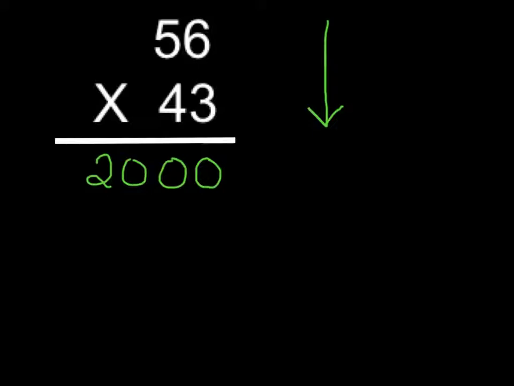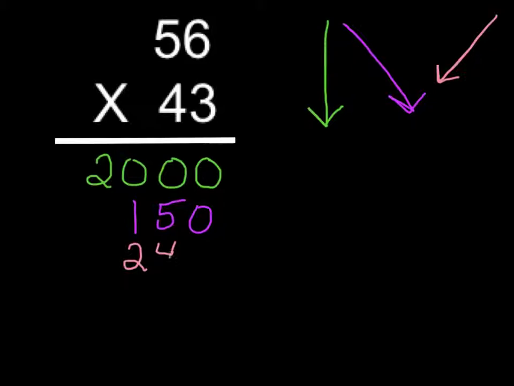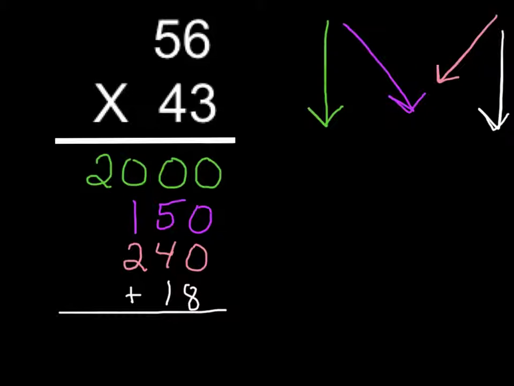The next step will be to multiply 50 times 3, giving us 150. The third step would be to multiply 6 times 40, giving us 240. And the final step would be to multiply 6 times 3, giving us our final partial product of 18. Again, adding those 4 partial products gives us the final product of 2,408.